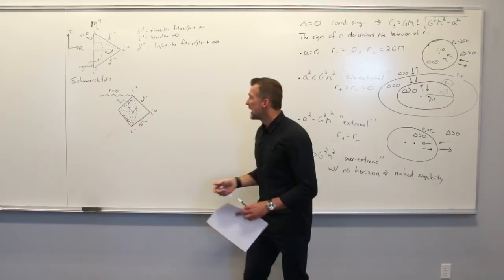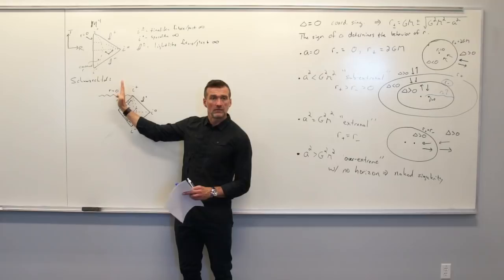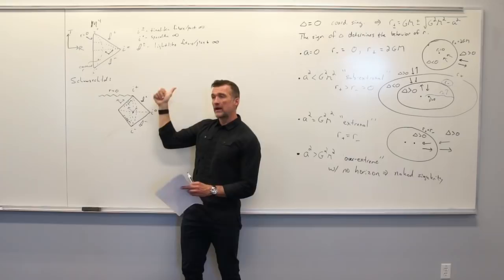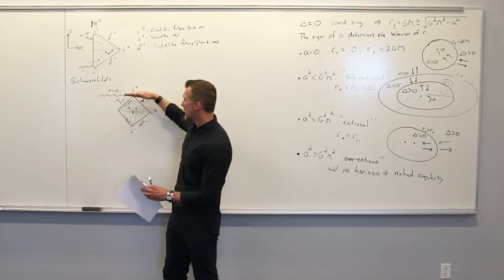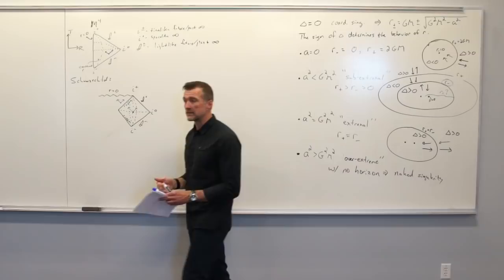Notice, if for some reason I had drawn R equals zero as a vertical singularity, then you would be able to move away from it. But it's by virtue of the fact that the R equals zero in the conformal diagram is actually horizontal that indicates that you actually can't move away from it. Okay, you have to move towards it.